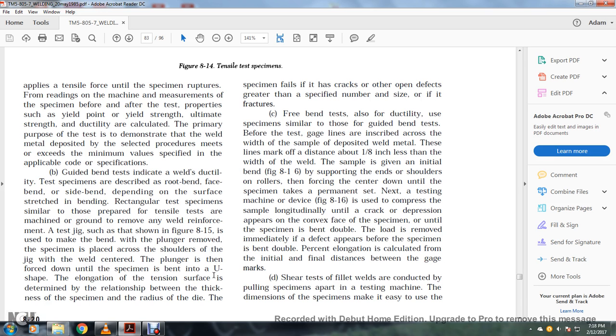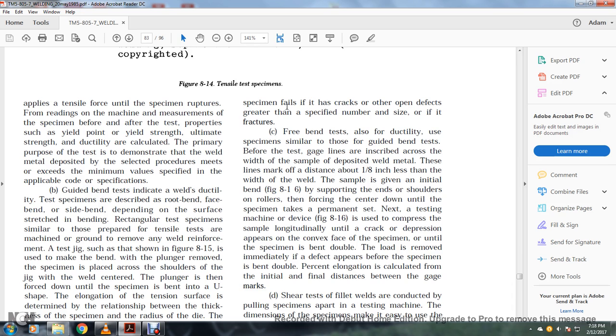The elongation of the tension surface determines the relationship between the thickness of the specimen and the radius of the die. The specimen fails if it has a crack, other than open defects, greater than the specified number and size, or if it fractures. The free bend test also measures ductility and uses a specimen similar to those used in the guided bend test. Before the test, lines are inscribed across the width of the sample on the deposited weld metal.